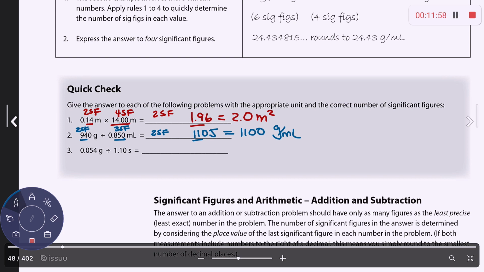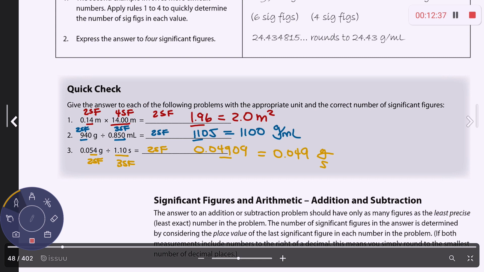For number 3, here I've got 2 significant figures because leading zeros don't count. Here I have 3 sig figs because the trailing 0 counts when there's a decimal somewhere. That means I'm going to have 2 sig figs as my fewest, so that would be what I represent my answer to. You're going to get 0.04909. Underline the 4 and the 9. We're not going to round up. So this is going to be 0.049 grams per second. Okay, we good with multiplying and dividing?